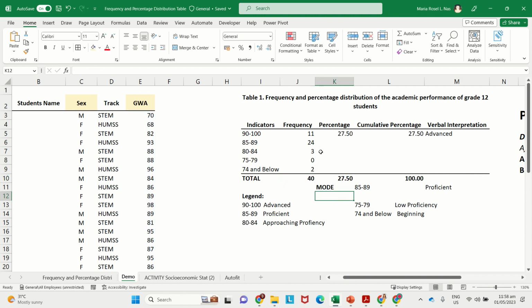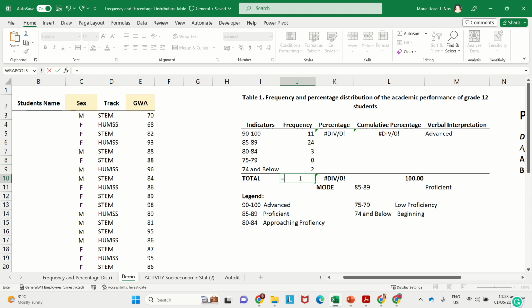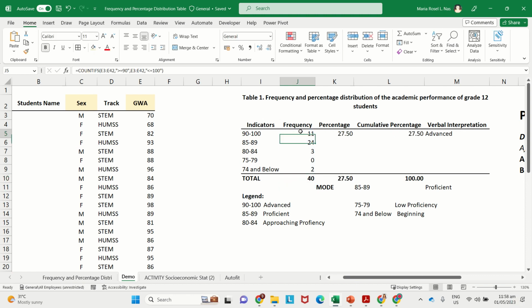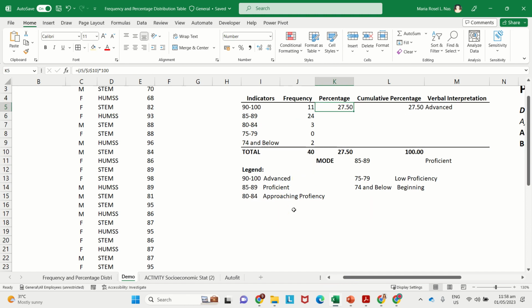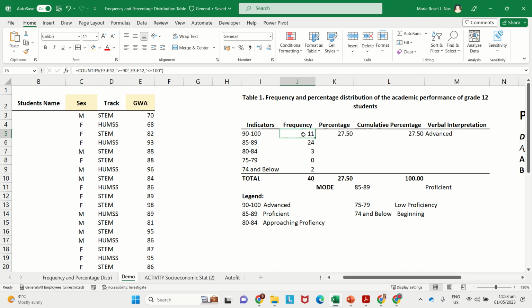Okay. So now, to get the sum, you just need to use the SUM function. So equal sign and then SUM, and then select the range of cells which you would like to add, and you will get the sum of these values. So for the percentage, we know that the percentage is equal to the number of items, or frequency, divided by the total number of frequency, times 100.